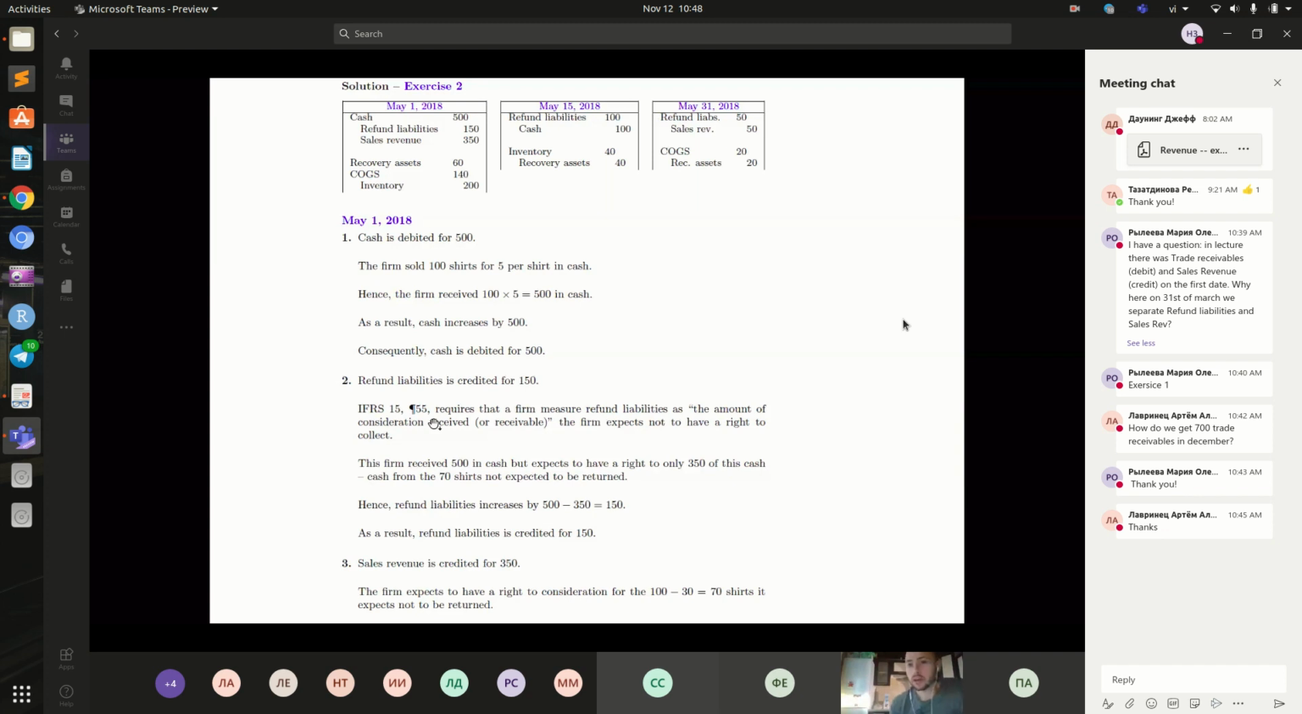For COGS and recovery assets, we recognize revenue for these 10 shirts. Hence, we now recognize an expense for these 10 shirts. In addition, we no longer have a right to recover these 10 shirts. Hence, COGS increases and recovery assets declines by 20, 10 shirts multiplied by a carrying value of 2 per shirt. So that is May 31st, to recognize revenue and COGS for the 10 shirts that we expected would be returned, but were not returned.